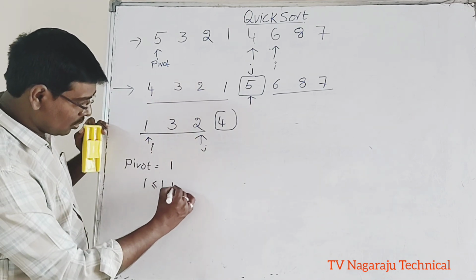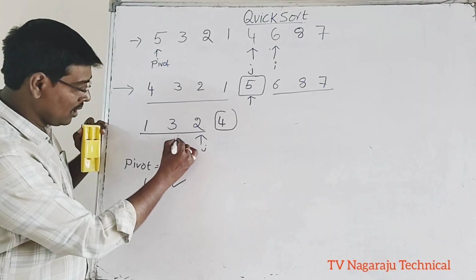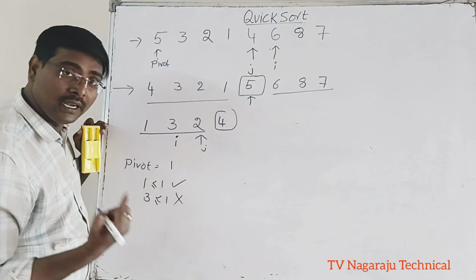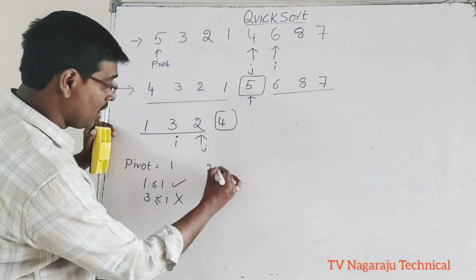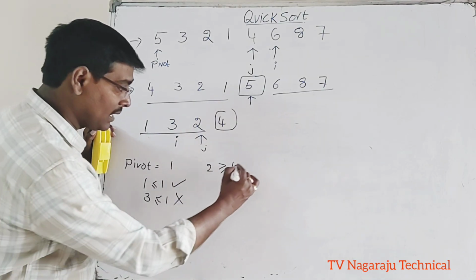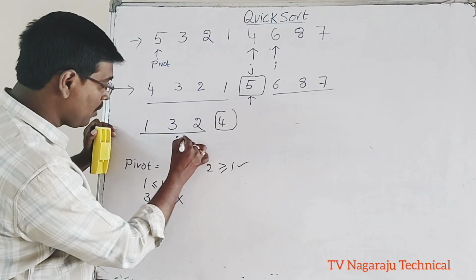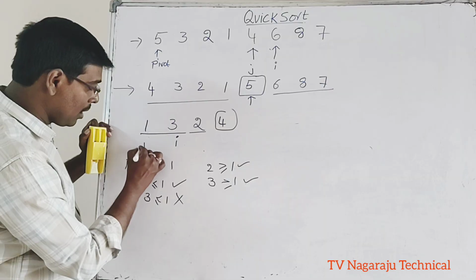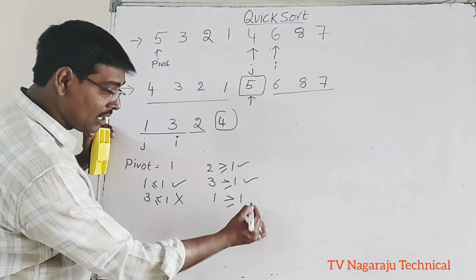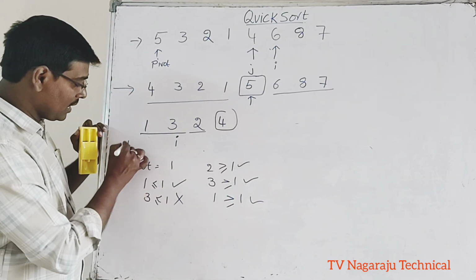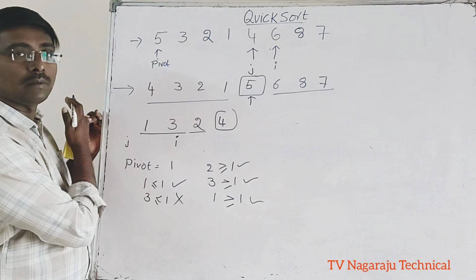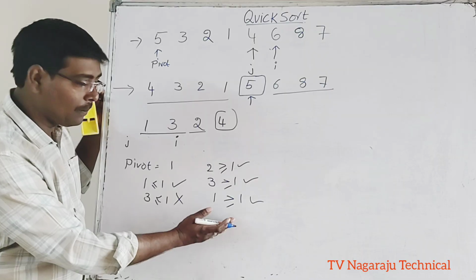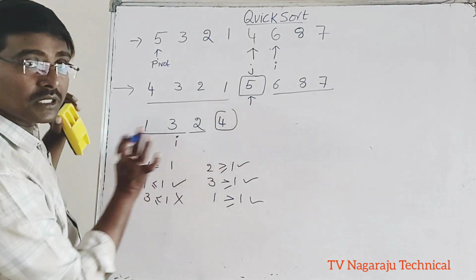1 less than or equal to 1. The condition is true. Now I points to 3. 3 less than or equal to 1. Condition false. Now j: 2 greater than or equal to 1. The condition is true. Now j points to here. 3 greater than 1. Condition true. Now j points here. 1 greater than or equal to 1. The condition is true. Anyway, j crosses the 0th position. At that point there is no element, no need to compare. Now all the loops are completed.